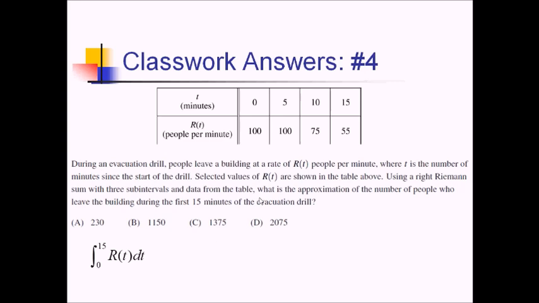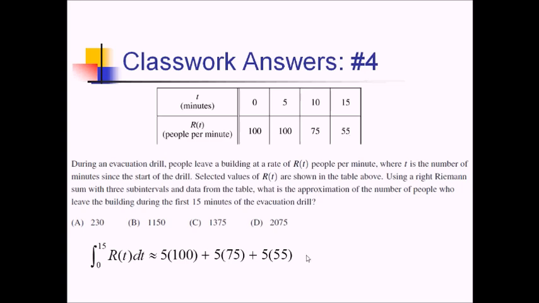So we wanted a right Riemann sum, they said. So we have a base of 5 and a height of 100. We're going to use this right 100 here, although it wouldn't matter on that first one. Next, we have a base of 5 again and a height of 75. That's the right endpoint of the rectangle. And finally, base of 5 times a height of 55. And now we have to add all this up without using a calculator.